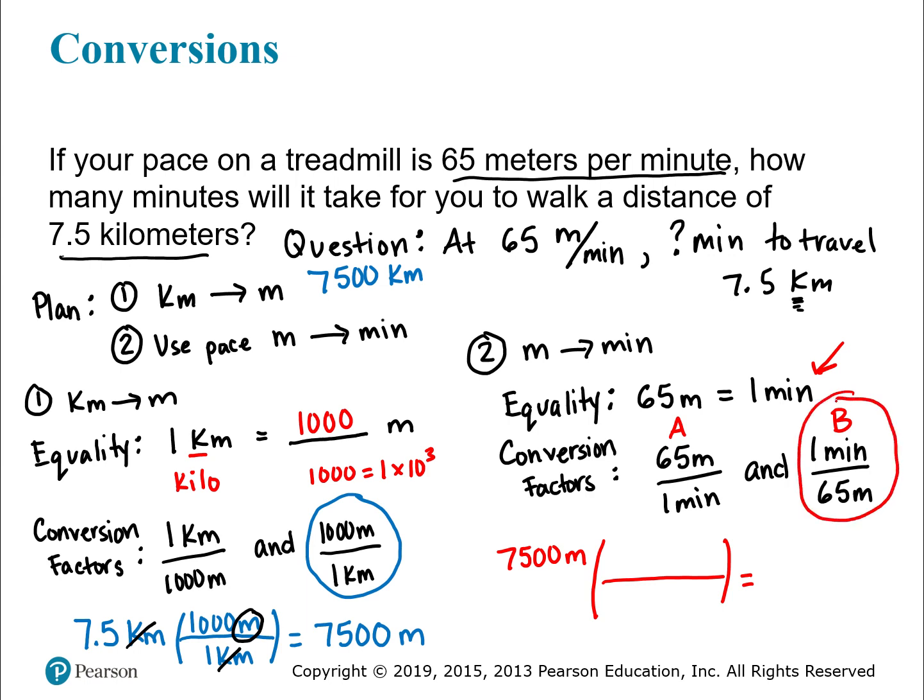We've got to use B. We're trying to get to time in minutes. So we have to cancel out those meters. Do that math in your calculator and let me know what you get. We need 2 sig figs here. So give me your answer with 2 sig figs.